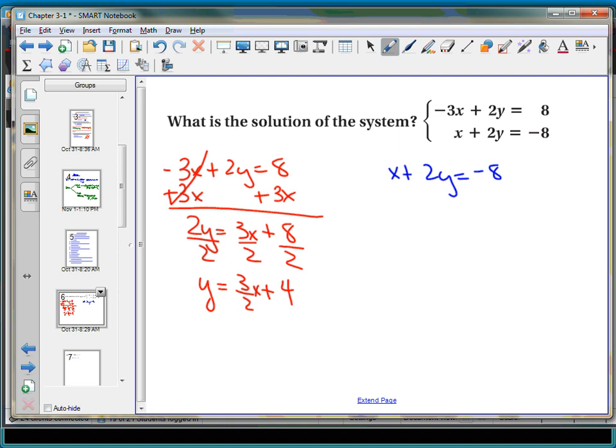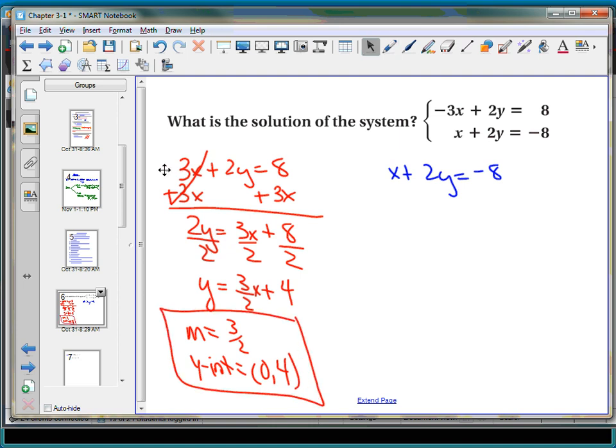What's my slope? My slope is 3 over 2. My y-intercept is 0, 4. Box it in. Why 0? Because the y-intercept always has x equal to 0. Okay? Go to my next one.